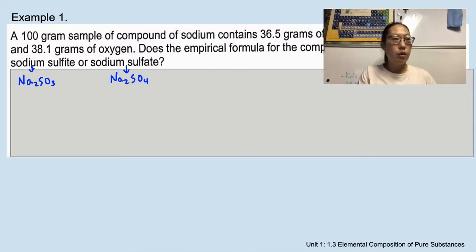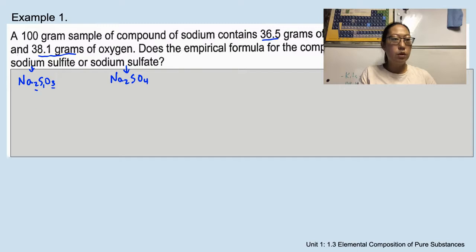So if we look at a formula, what do these little numbers mean here? There's a 1 here, right? There's a 1 here, but we don't write the ones. What do these numbers mean? Well, these are the mole ratios. They are the ion ratio as well as the mole ratio. So if we can turn these grams into moles, we should be able to write a formula.